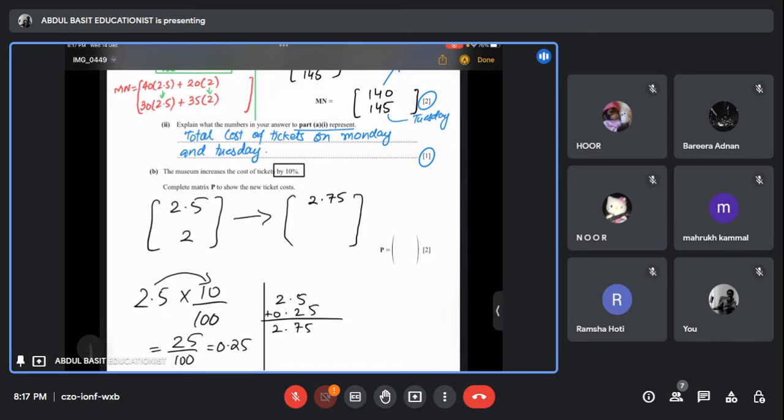Now we have to add 10% of 2 as well. So 10% of 2 would be 0.2. Yes or no? Yes, sir. Okay. So we have to add 2.0 with 0.2. So that would be equal to 2.2. So that would be the new price of the tickets.